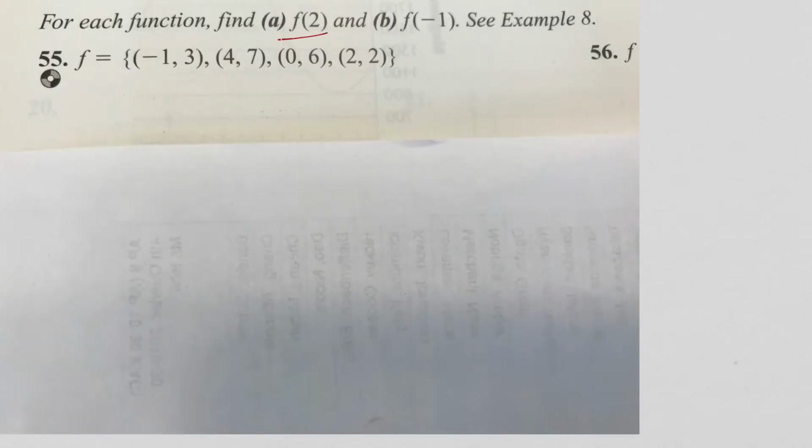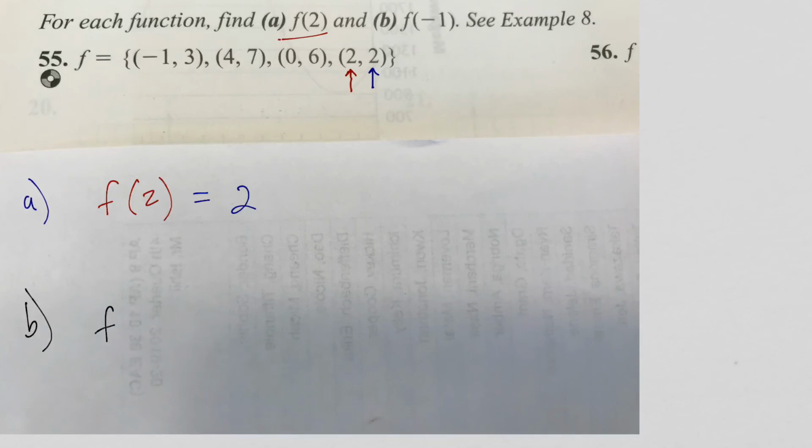Okay, we're trying to find f of 2. So we look for the x value of 2, and now we pop out the y value. So this is equal to 2. That was part A. For part B, we're looking for f of negative 1. So we look for the negative 1, and then we pop out the y value, which is 3. So this is 3.